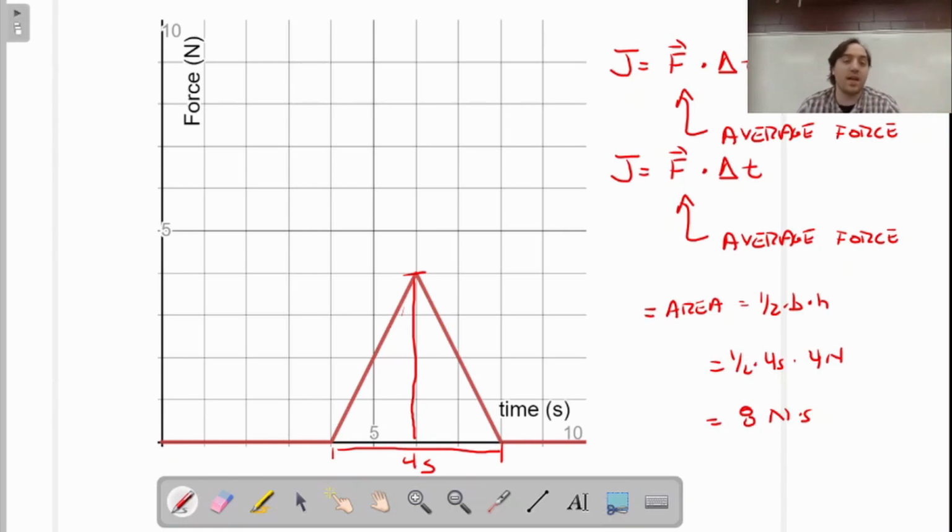To summarize, once again, there are two different graphs you can get impulse from. One is a velocity graph if you look at the changes in velocity and know the mass. The second is from a force time graph by looking at the area under the curve.